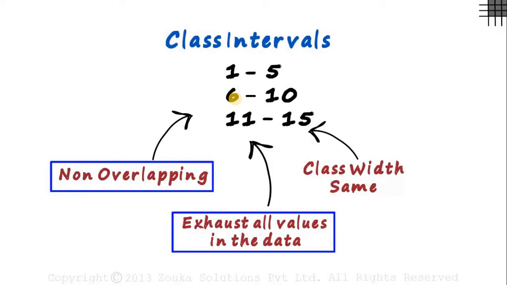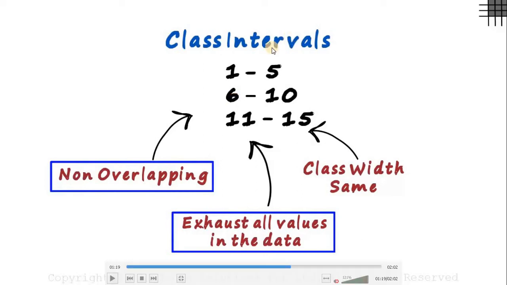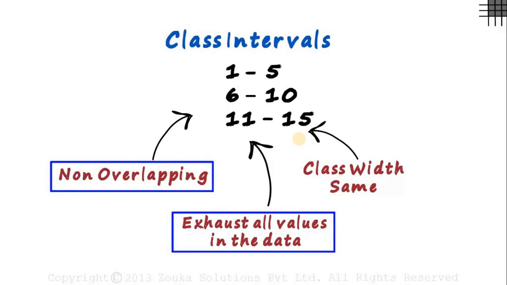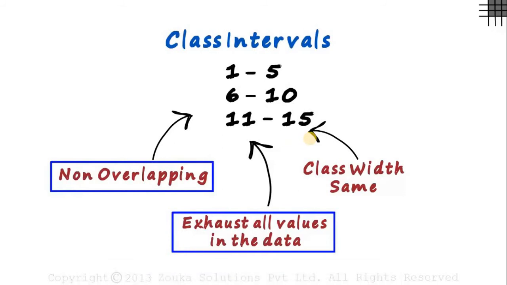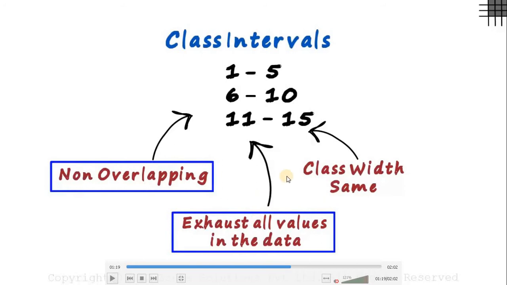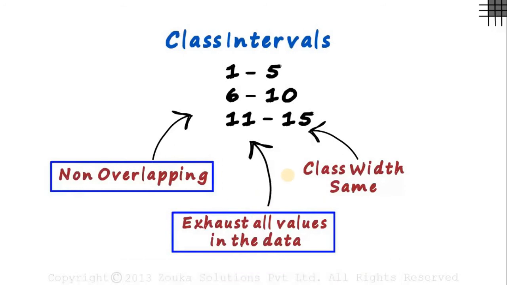So for example, if the data has a mark of 16, you need to add more numbers here, like 16 to... remember the difference. It's only 5. The interval is 5. So we're going to write here 16 to 20, if you have a mark of 16. So exhaust all values in the data.